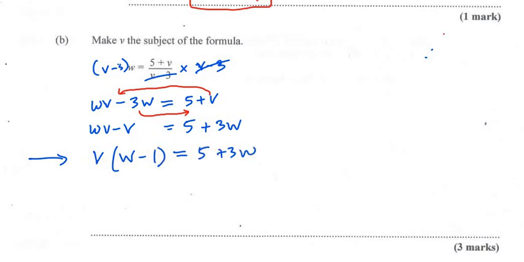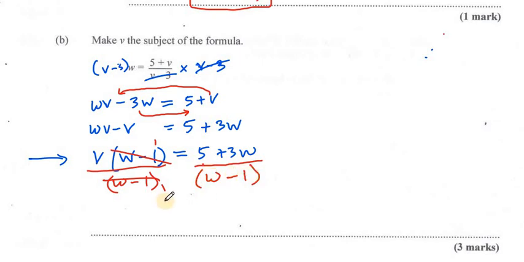Since we only have v there, w minus 1 is multiplying v. So to get rid of it, we divide. w minus 1 divided by w minus 1 will be 1, right? Any quantity into itself will give us 1. And 1 times v is v. Now what we do to one side, we do to the next. So we're going to also divide this side by what? What did I do to this side? I divided this side by w minus 1. So I have to do the same thing to this side. Divide by w minus 1 as well.